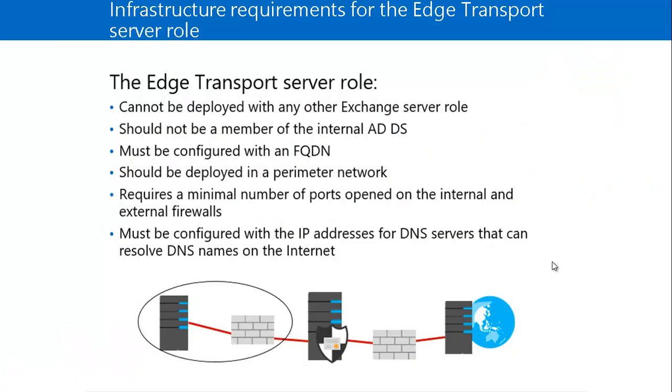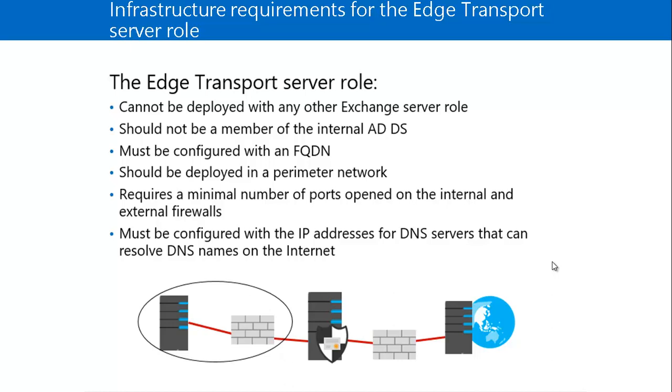So what are those considerations? The Edge Transport Server role cannot be deployed with any other Exchange server role. That means you cannot combine the Edge Transport Server role with any other Exchange Server 2016 server role. You cannot install the Edge Transport role and Mailbox role on a single server. To provide increased security, you must install the Edge Transport Server role on a separate computer, and you can use a virtual computer or any other physical computer for this.